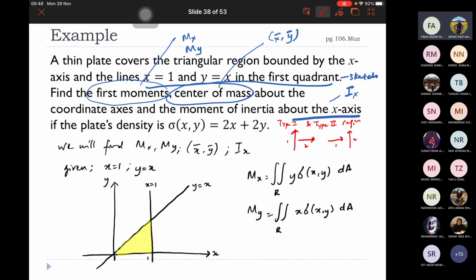So cuba tentukan dia punya region. Okay. From the sketching, kita boleh ambil dx dy atau dy dx. Ikutlah yang mana awak suka.